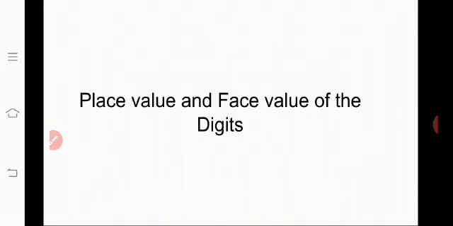Welcome to grade 2 math class. Today we are going to revise place value and face value of the digits.